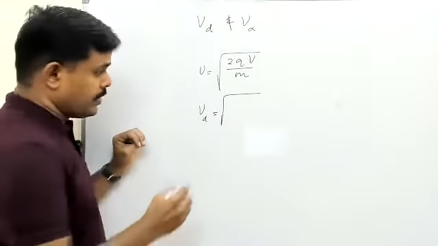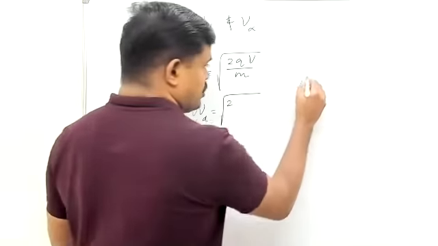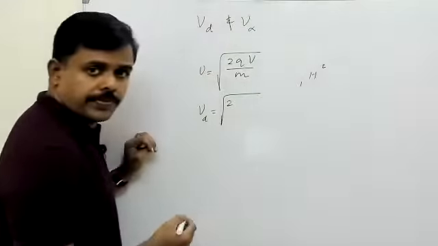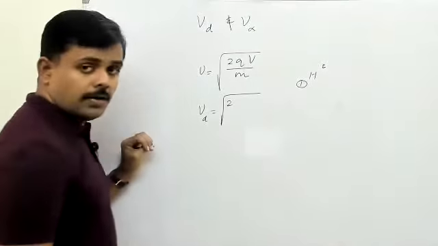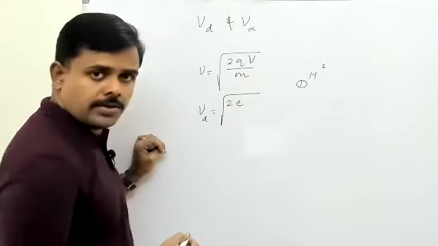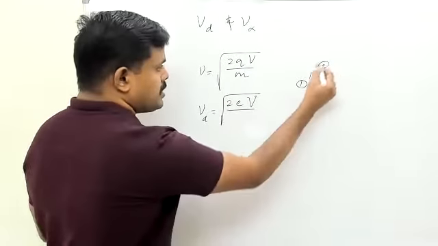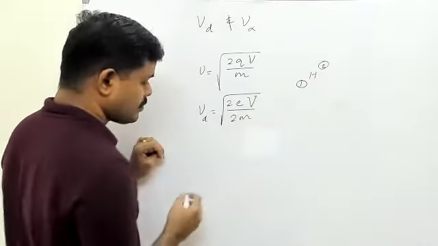Deuteron's equation is root of 2 into, for deuteron, I must write deuteron here. This is deuteron, 1H2. What is the charge number? 1 is the charge number, right? So I must write only 1e. Deuteron is only 1e. Into potential is V itself divided by what is mass? Mass is 2 times m.